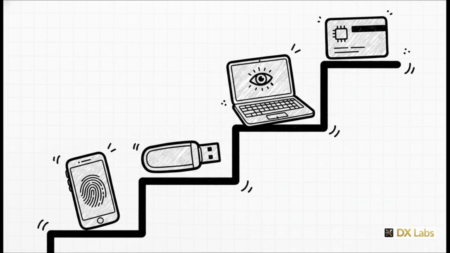Next, we have FIDO2 security keys. These are physical USB or NFC tokens. Imagine walking up to a public kiosk, inserting your USB key, tapping it, and securely logging in. Third, Windows Hello Biometrics. This uses facial recognition or a fingerprint scan built right into your device. And finally, Certificate-Based Authentication, or CBA, which uses digital certificates stored on smart cards, often paired with a PIN.